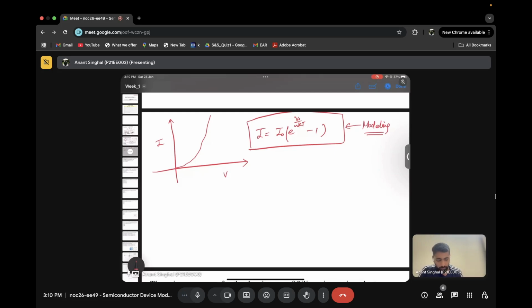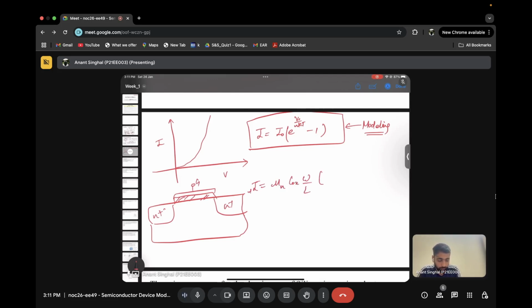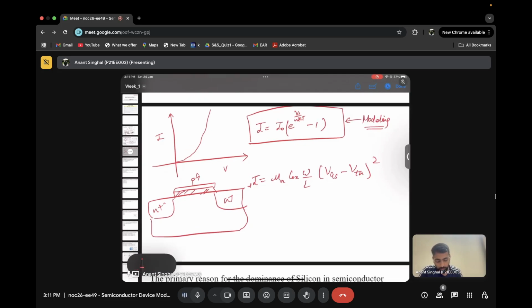Similarly, you must have read in your BTech or MSc, whatever you are pursuing currently, let's say we have a MOSFET, and this is the gate and this is the oxide. You must have read about the current equation, which is nothing but mu Cox W by L. Let's say I'm talking about saturation, it's nothing but VGS minus VTH whole square. This equation has come out from modeling of the MOSFET to replicate the ID-VG or the ID-VD of a MOSFET. We have made out this equation.